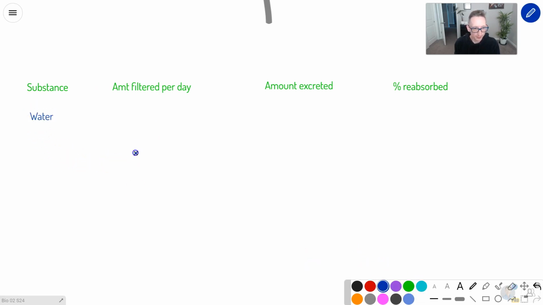We already did this one. Water is 180 liters a day, and we excrete 1 to 2 liters. So the percent is 99% reabsorbed. Then we've got sodium, Na plus. This is 620 grams filtered a day. That's a lot. And then 4 grams are excreted. And so again, it's 99%. It's 99% for the next couple.